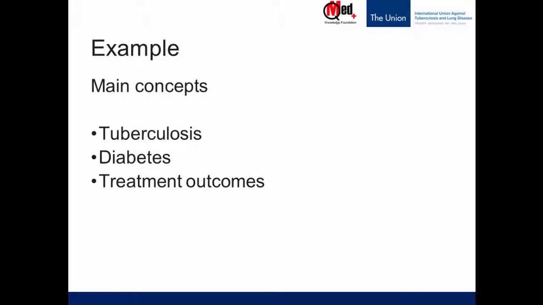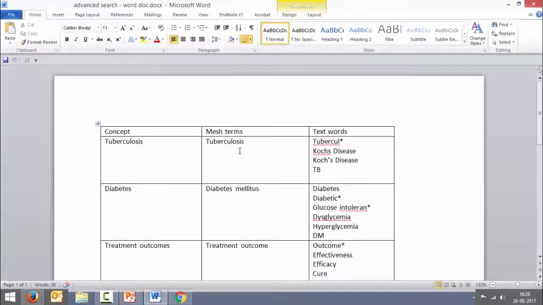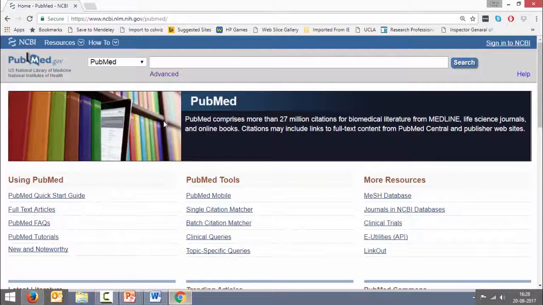Let's actually do this. So, I'm in a Word document. I've put this down, but I'm going to be showing you how I arrived at all this. First, tuberculosis. That was the concept. How did I find all this? Let's go. We are in PubMed. I'm going to the MeSH database.